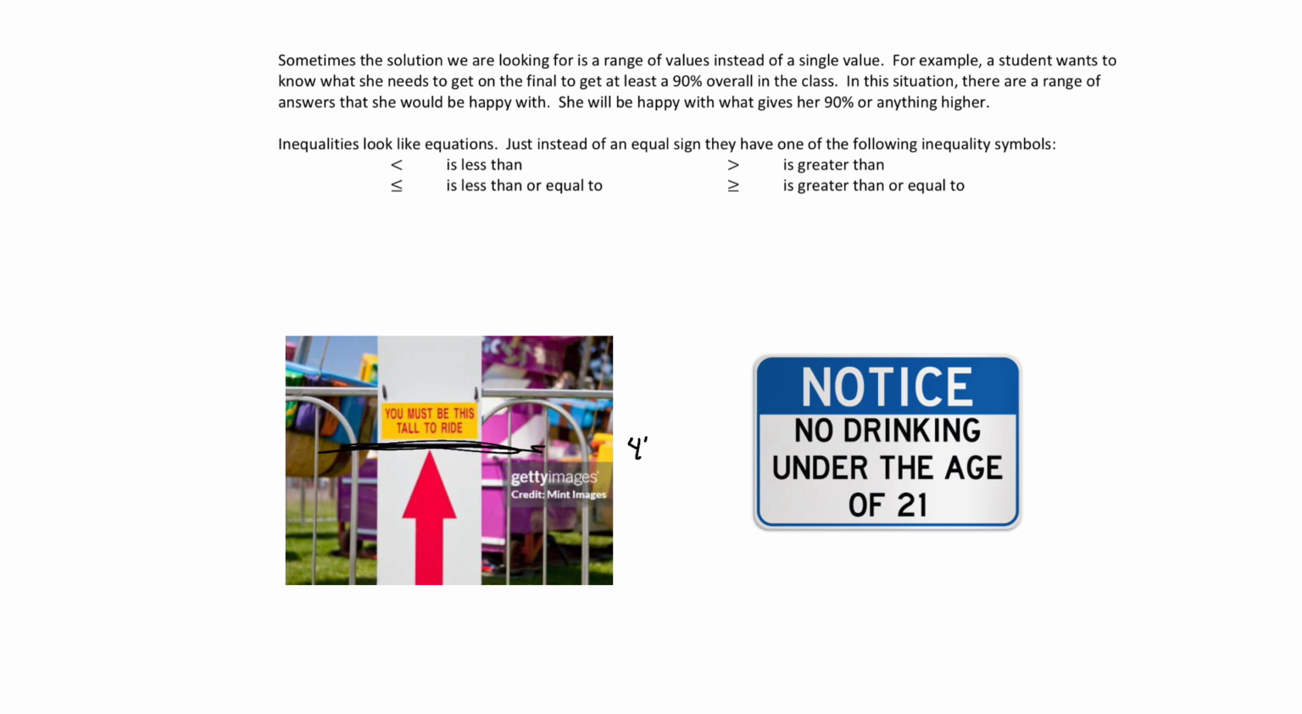The situation here in the note says a student wants to know what she needs to get on the final to get at least a 90% overall. She should be happy with anything as long as it gives her a 90%, right? So there's more than one answer, most likely. So we need to go over what these symbols mean, and then we'll go on.